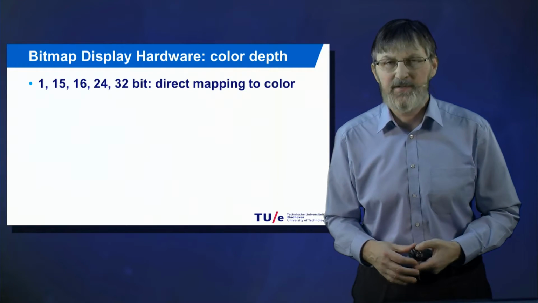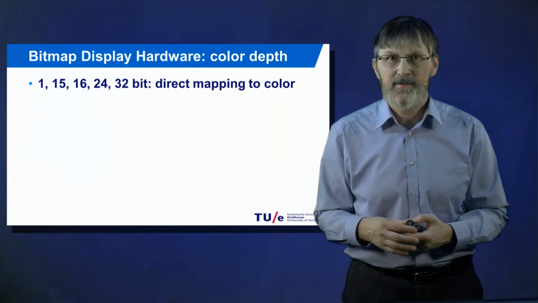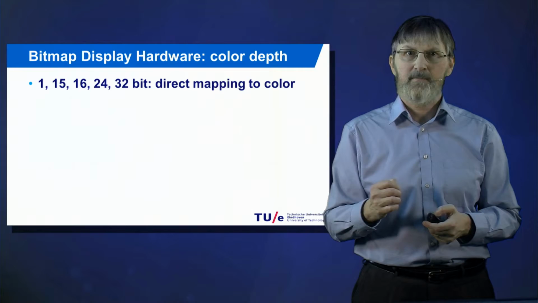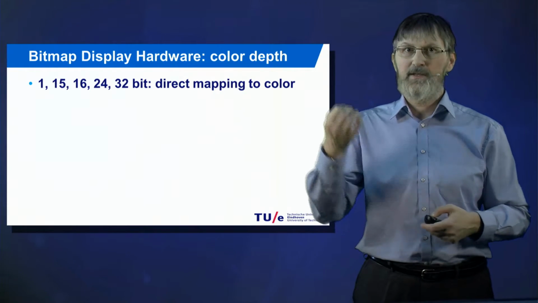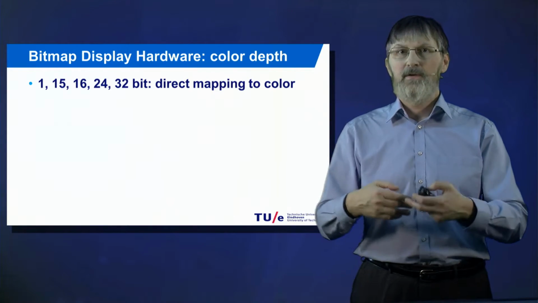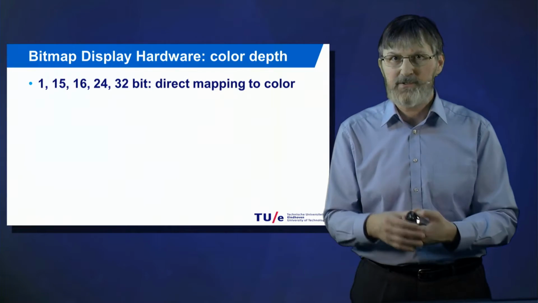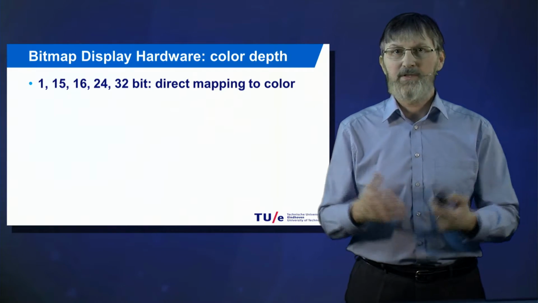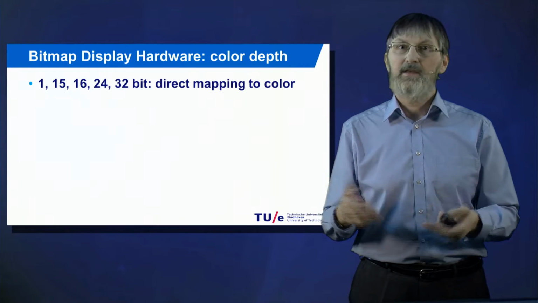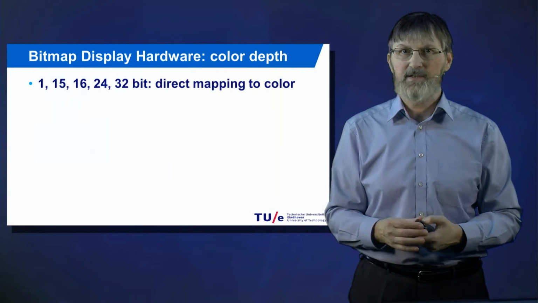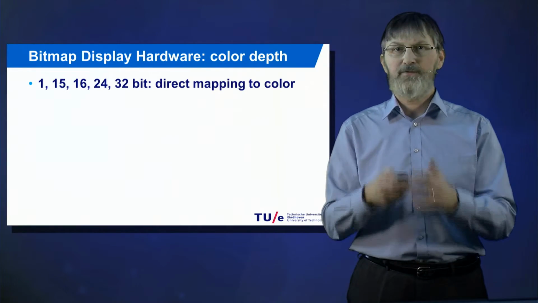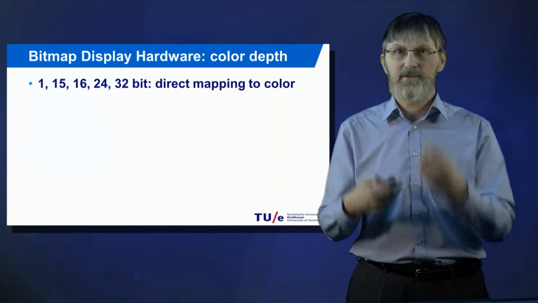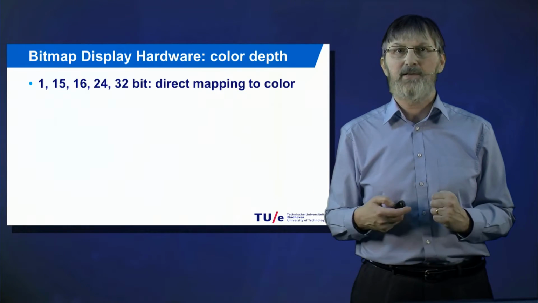Later, we started using 24 bits. So that is 8 bits for red, for green, and for blue, generating 16 million possible colors, which is good enough, if the displays can actually display them, to have all possible colors that the human visual system can perceive.